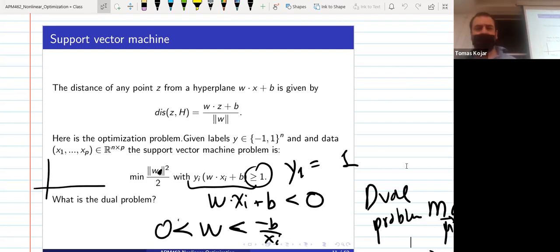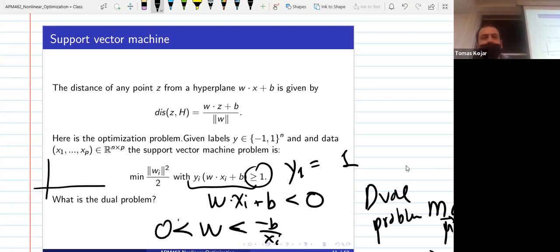No, the distance is right. Oh, because you're saying B could be, no, B is not a vector. B is a number. Yeah, exactly. So I think actually I was right. This is that. So it's the R component.